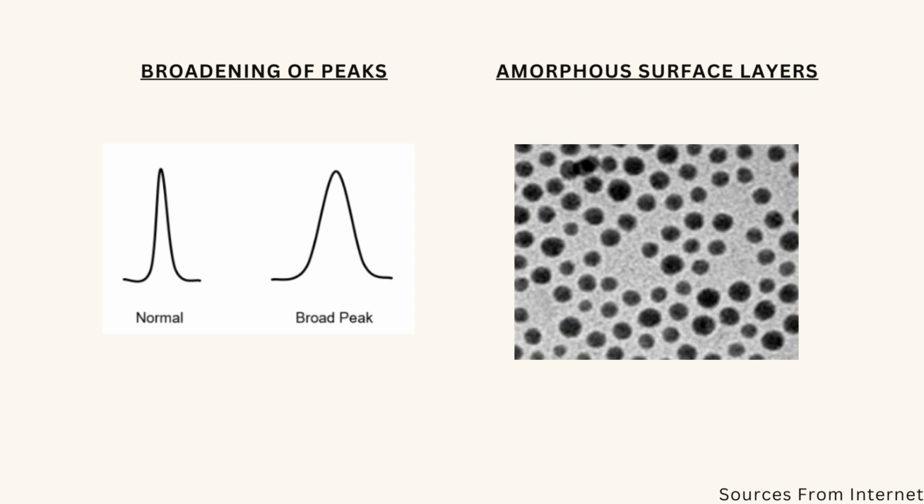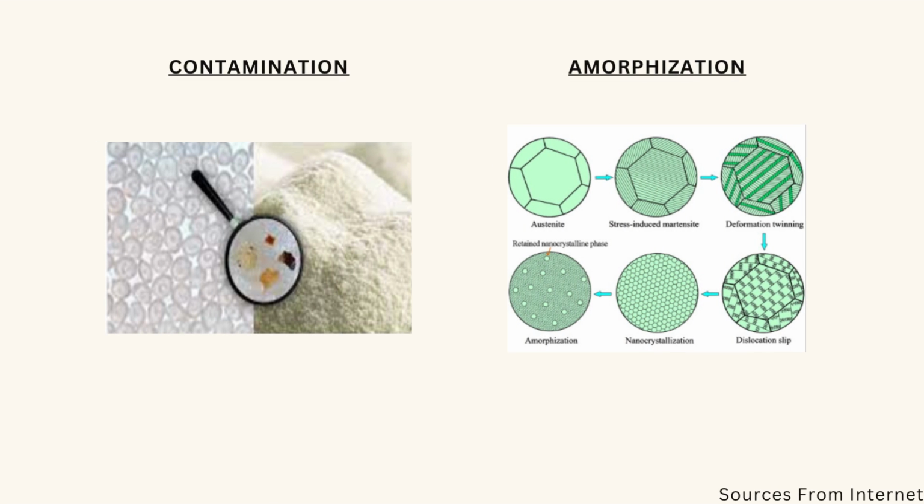Broadening of peaks is an error caused by decreasing crystallite size or lattice strain. Amorphous surface layers occur as crystallites decrease to the point where long-range ordering of the unit cell stops. Contamination happens when grinding medium is added into the sample. Amorphization is caused by crystalline phases converted to amorphous phases.